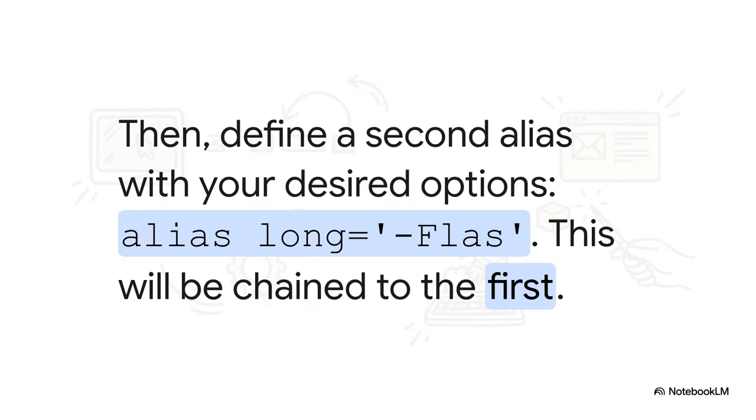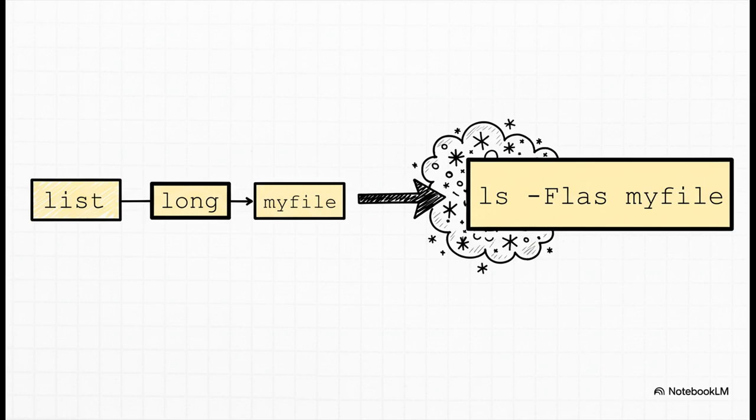Okay, part 2. Next, we create a second alias. We'll call this one long, and it's just a string of our favorite, most used options for the ls command. And notice, this one does not have a space at the end. And now for the magic trick. When you type list long myfile, the shell performs this incredible little dance. It sees list, expands it to ls with that crucial space. Then it sees long and expands that to -fls. The result? The shell executes the full command ls -fls myfile. You've just combined two simple shortcuts into one powerful, super readable command.